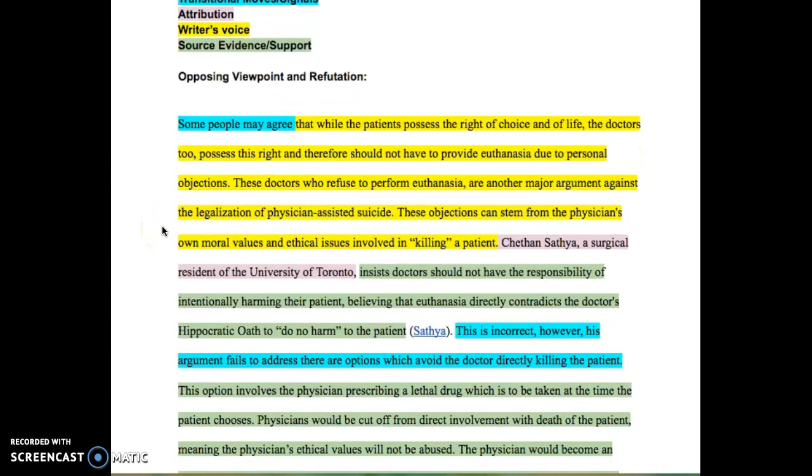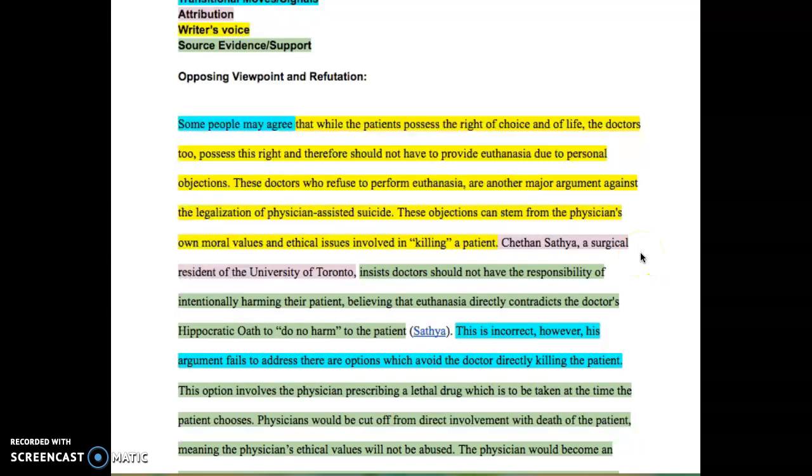Then the author moves into source information, and you can see that they introduce the source with attribution. Chetan Sathya, a surgical resident of the University of Toronto, insists doctors should not have the responsibility of intentionally harming their patient, believing that euthanasia directly contradicts the doctor's Hippocratic oath to do no harm to the patient. So this is actually using source information to establish the opposition. And I want to remind you that you need both sides of the controversial issues. So it is okay to show specifically who that opposition is.